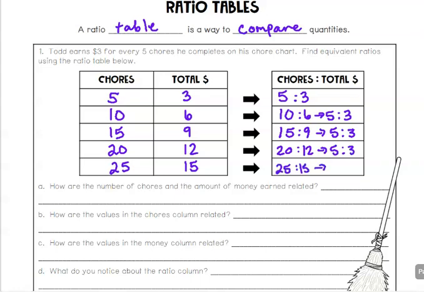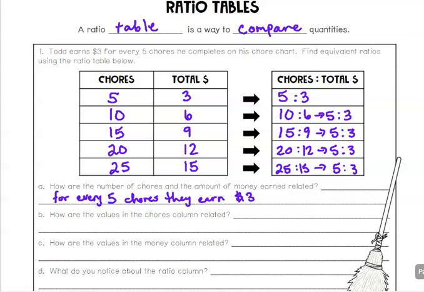All right, so then it asks some questions about this. So it says, how are the number of chores and the amount of money earned related? So it's for every 5 chores, they earn $3.